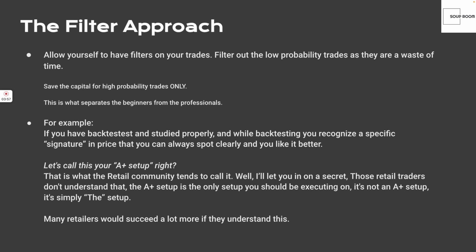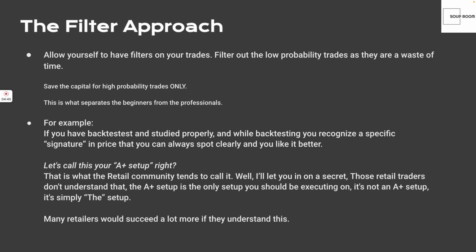Many retailers would succeed a lot more if they simply understood this. So let me simplify. When you're backtesting, you're going to see some setups form. Higher probability setups or A+ setups, and you'll find some lower probability ones as well. You're going to execute the A+ setups and the B+, C+, etc. setups. Why? Because you categorized the best setup as your A+ setup. Rather, you should be categorizing that A+ setup as your only setup, as the setup.